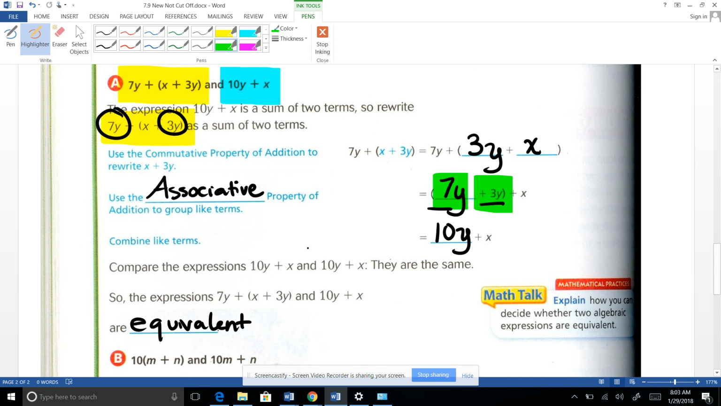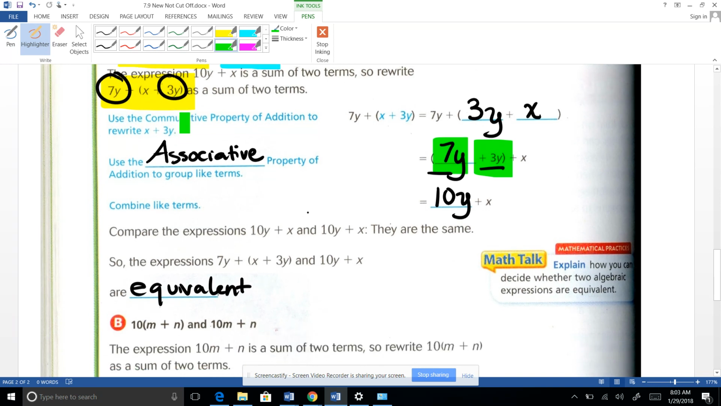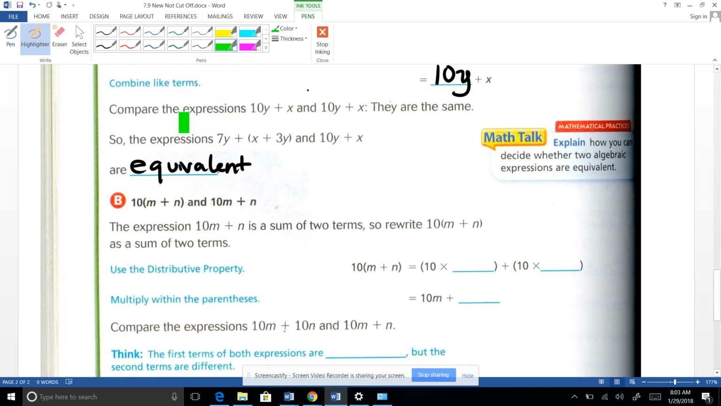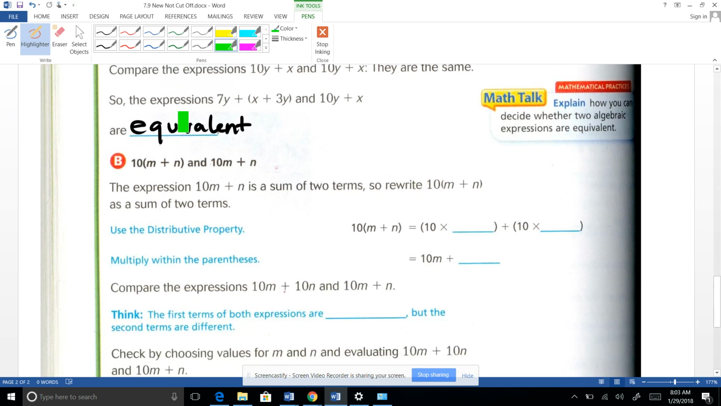You have the same like terms here as well, so I think that's just as easy to combine and to see. Let's look at B, which is going to be one of the last examples, and we have 10 in parentheses m plus n and 10m plus n. So the expression 10m plus n is the sum of two terms. So rewrite 10m in parentheses plus n as a sum of two terms. Okay, no problem. We could use the distributive property for this one.